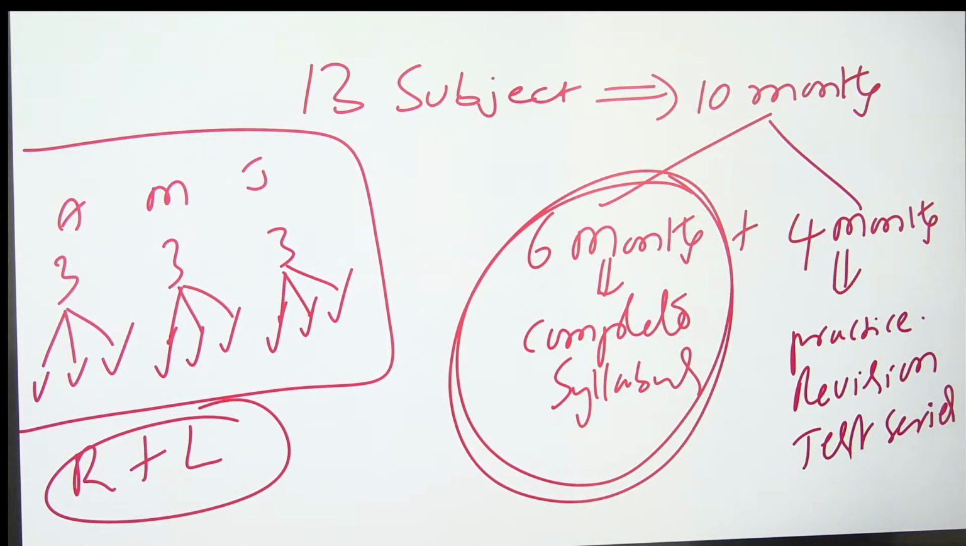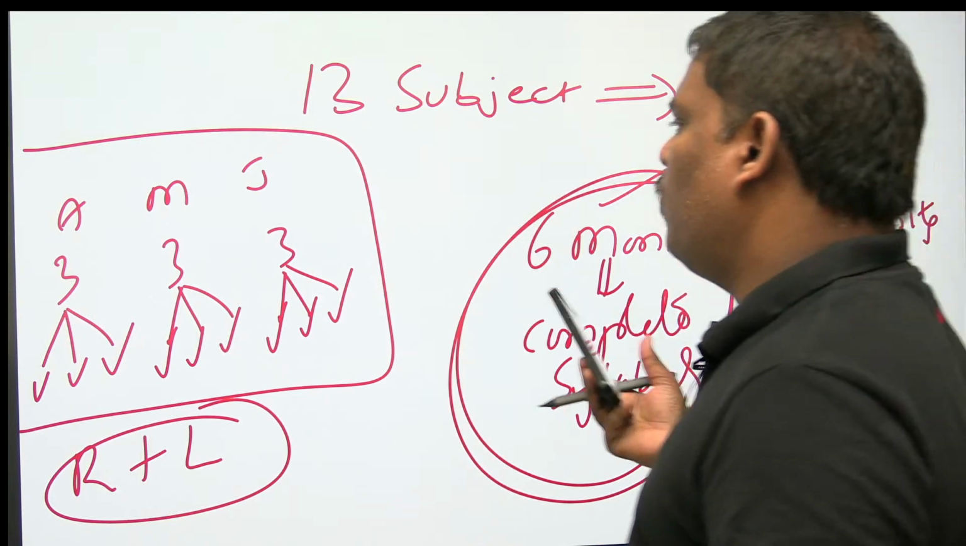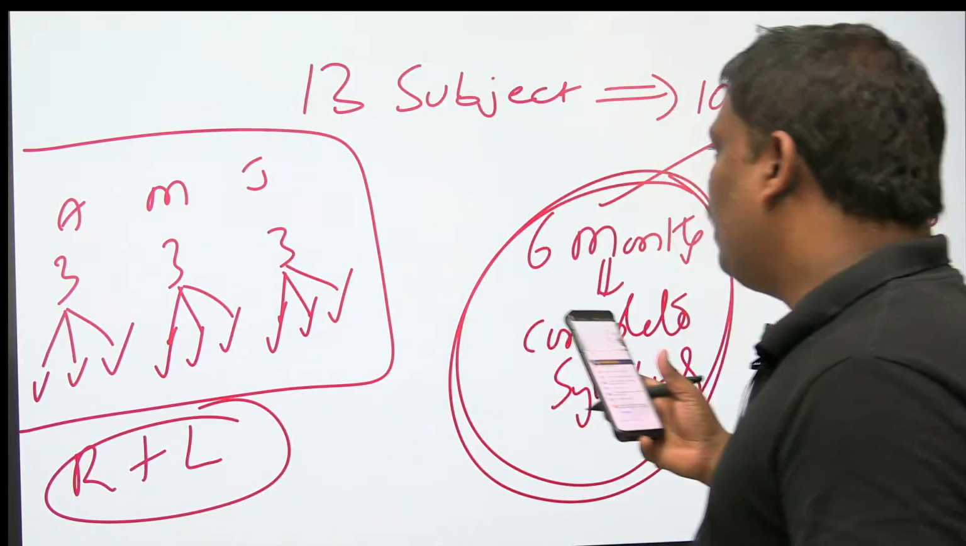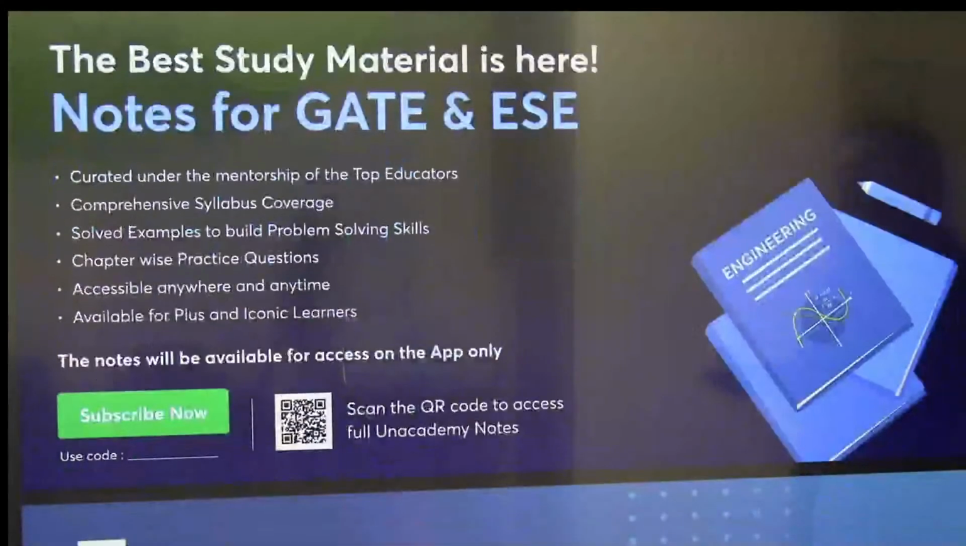Right? So how is it possible? In 1 month 3. Like that, in 3 months 9 subjects will be complete. Remaining 3 months you can complete the rest. Right? 9 plus 4. In the remaining 4 months you can try the remaining 4 subjects. So plan like this. Now go to the next one.